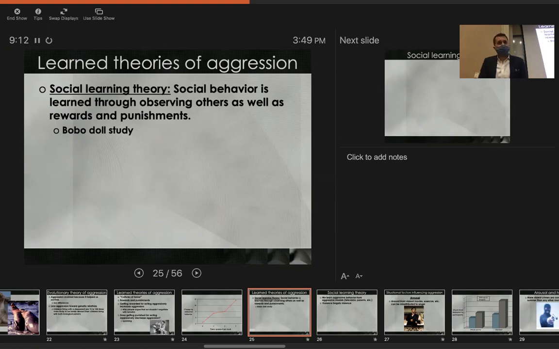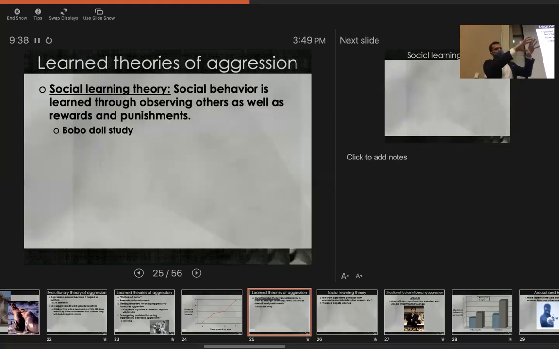The basic idea in this study is that Albert Bandura, the researcher, had a bunch of kids and he randomly assigned them to one of two conditions. In one condition, they were shown, I think it was a video of another person, what they call an aggressive model, because they're modeling behavior. It's a person who's in this room with what's known as a Bobo doll.